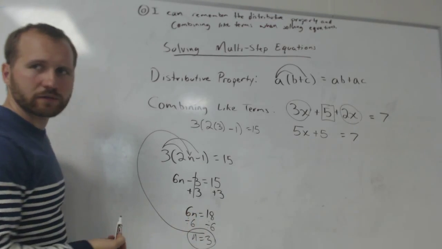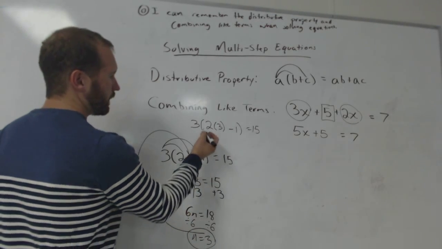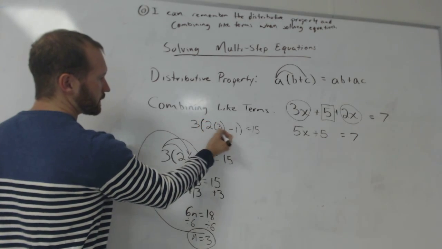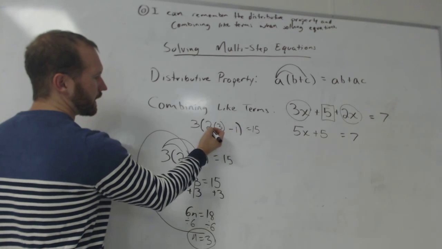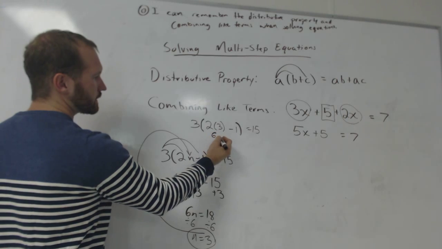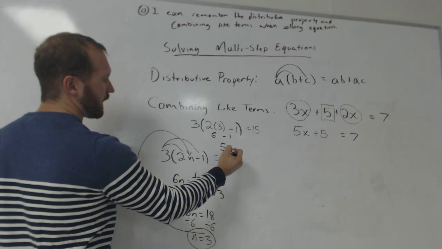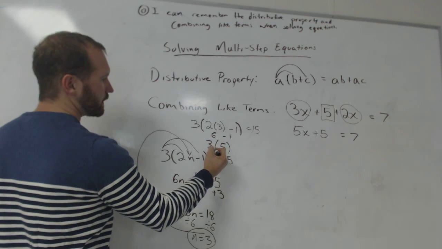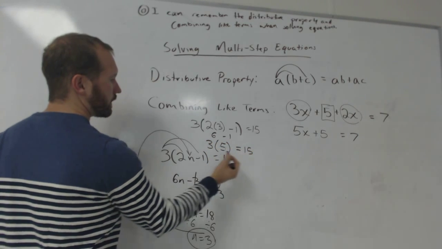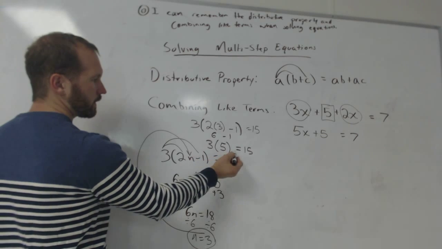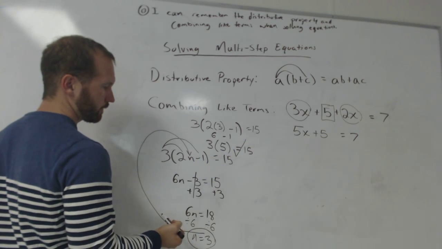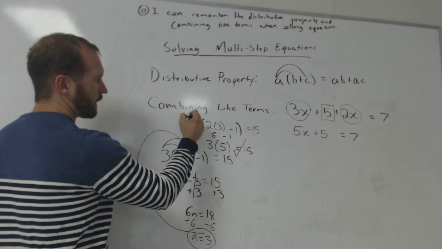Now I have some options for solving this. 3 times 2. First, PEMDAS says to look at what's inside the parentheses. So let's do that. 2 times 3 is 6 minus 1. And 6 minus 1 is 5. So now I have 3 times 5 equals 15. Is that true? Yes, that's true. So this is just to check my answer here.